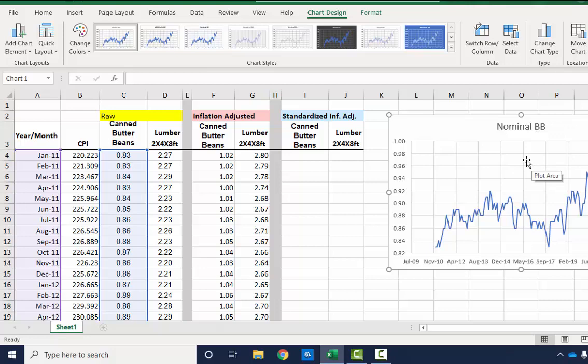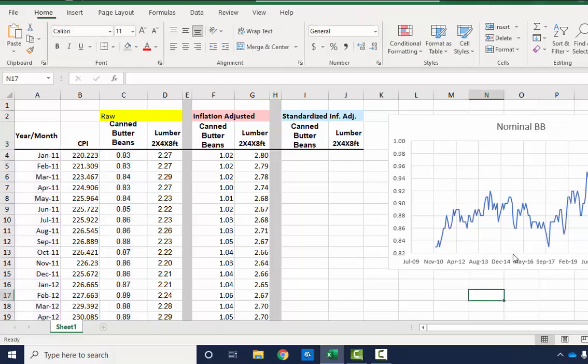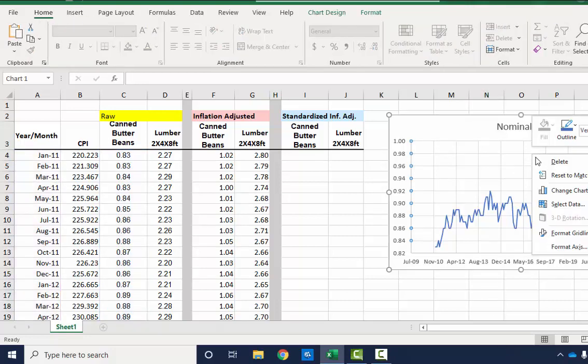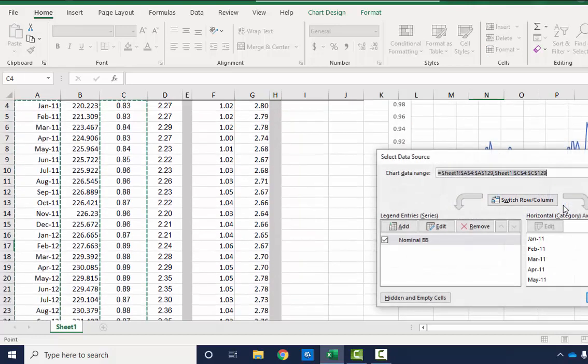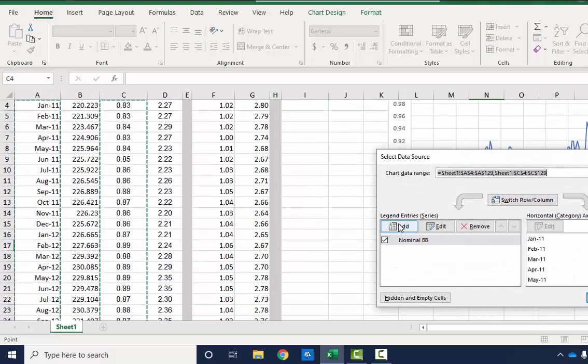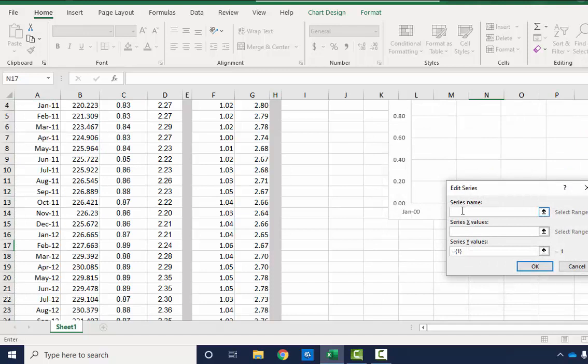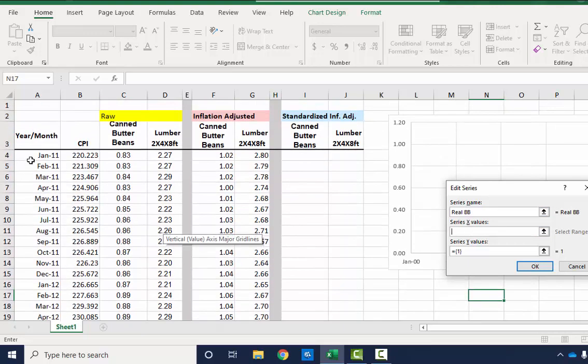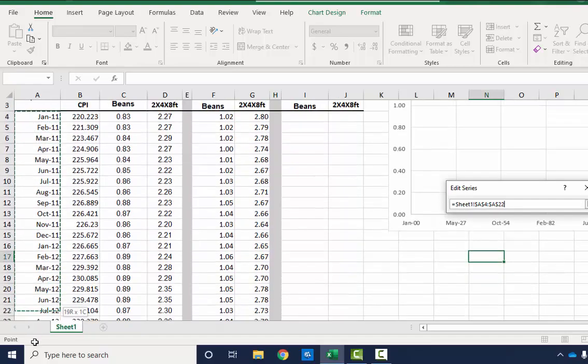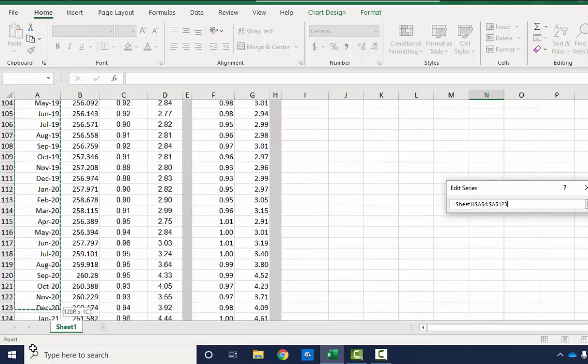Now I'm going to right-click in here because I want to add something. Let's see if it'll let me. I want to select data again. Now I'm going to add something. This time I'm going to add the real. Real is the word that we use in economics to describe something that's been inflation adjusted. So the real price of butter beans. My X values, of course, are the same as before because I want to plot along all the months I have here.